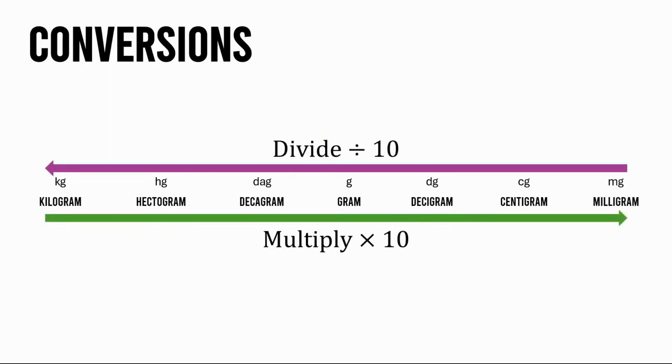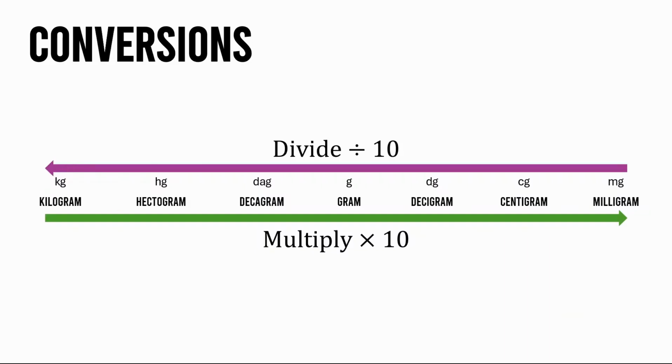Here we see the scale of the units of measurement of weight, which starts from the kilogram, the largest unit, up to the milligram, the smallest unit. The arrows indicate the direction of unit conversion, showing whether to multiply or divide when going from larger to smaller units, and vice versa.